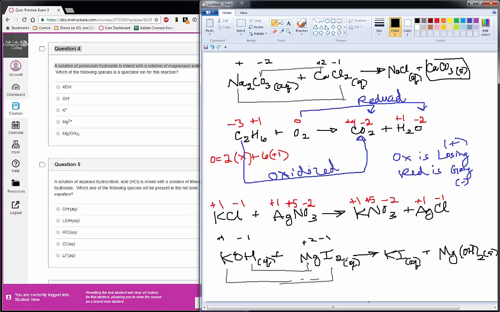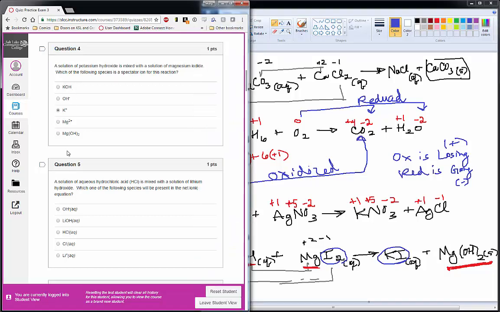So spectator ions are ions that are present on both sides and are not involved in the reaction themselves. So if I remove what changed in the net ionic equation, this is a solid, so it's not an ion on both sides because it's a solid on this side. And that was formed from magnesium and hydroxide. So that's the net ionic equation, that magnesium reacts with hydroxide to make magnesium hydroxide. And these then, because this is aqueous potassium, this is aqueous iodide, this is still aqueous potassium and iodide, those are our spectator ions.